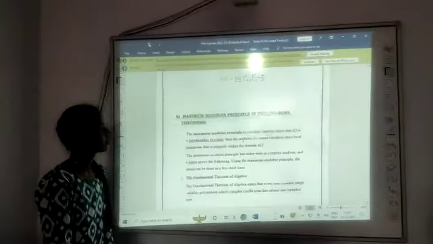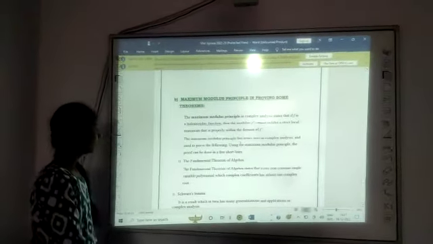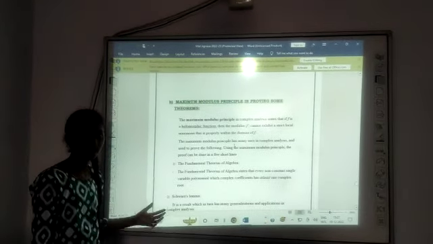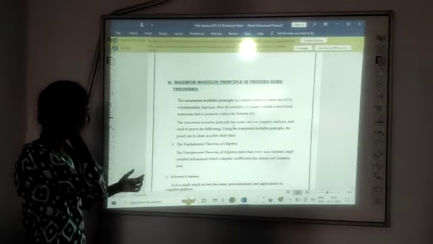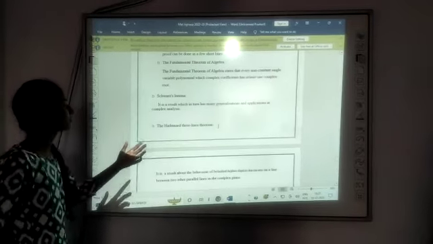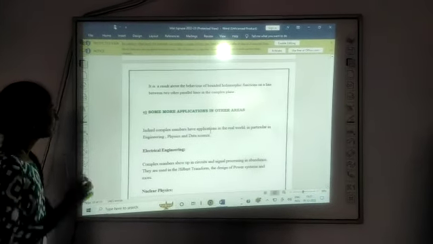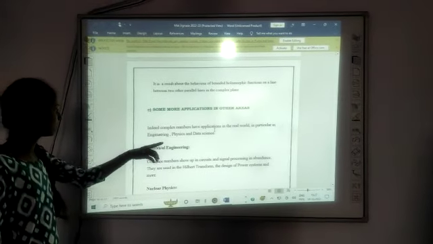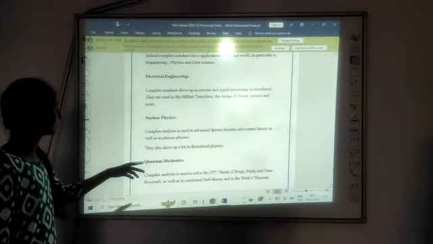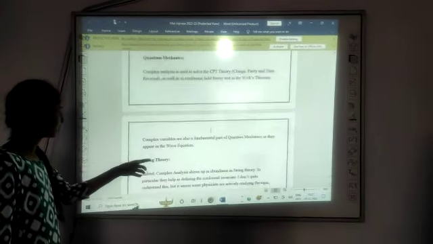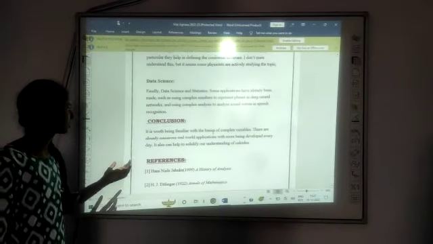The maximum modulus principle is used to prove some theorems like the fundamental theorem of algebra, Schwarz's lemma, and the Phragmén-Lindelöf theorem. Some more applications in other areas: electrical engineering, nuclear physics, quantum mechanics, string theory, data science.